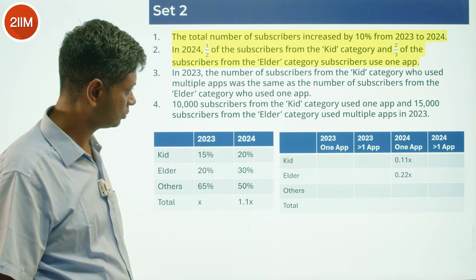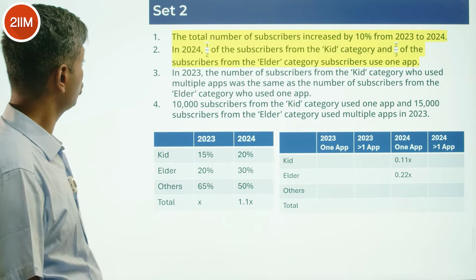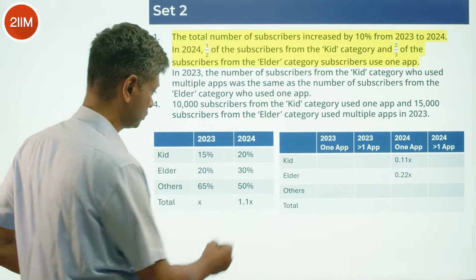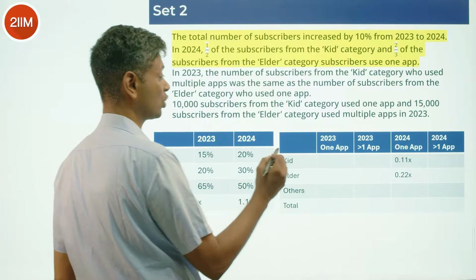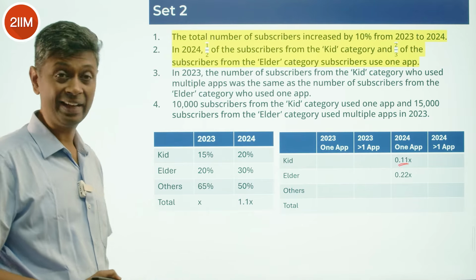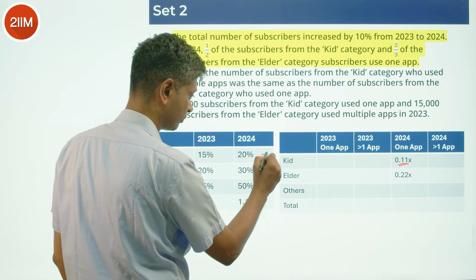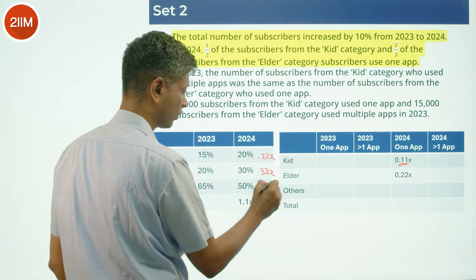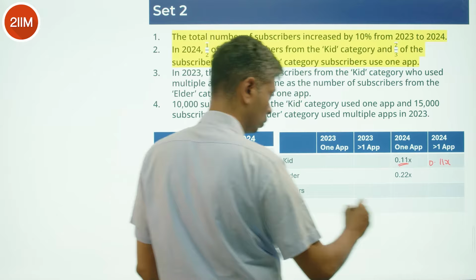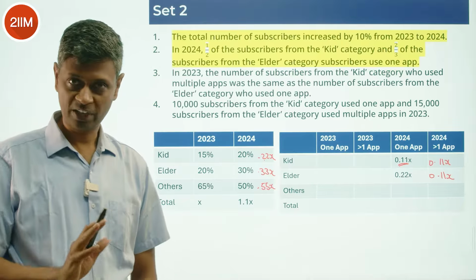Lovely. In 2024, half the subscribers from the kid category. The kid category is 0.22X totally, 1.1 into 20%. Kid total is 0.22X, so half is 0.11X. And 2/3 of the subscribers from the elder category. Elder total is 0.33X. Half of kids is 0.11X, greater than one app is the other half. 2/3 of elders is 0.22X, the other one is the remaining 1/3. So that we have got captured beautifully.